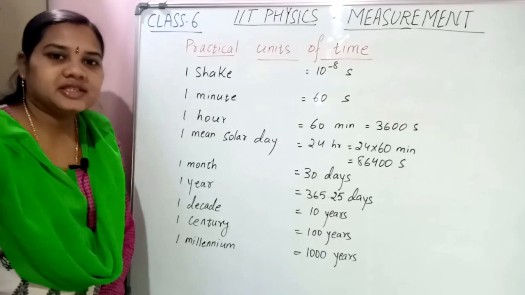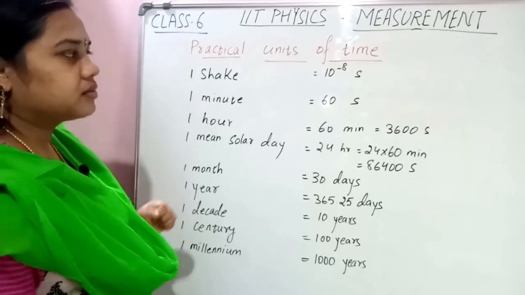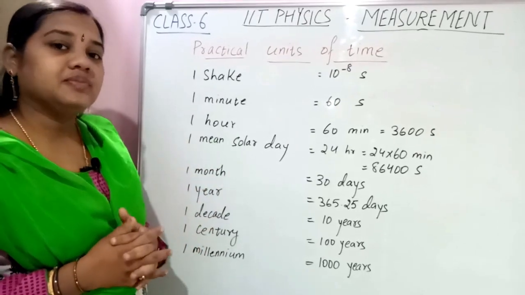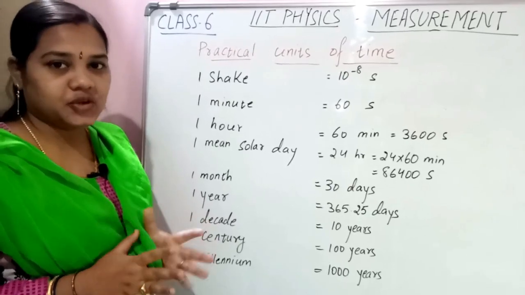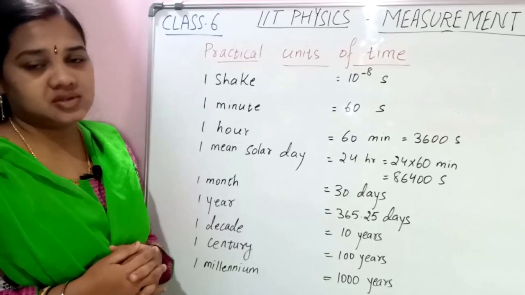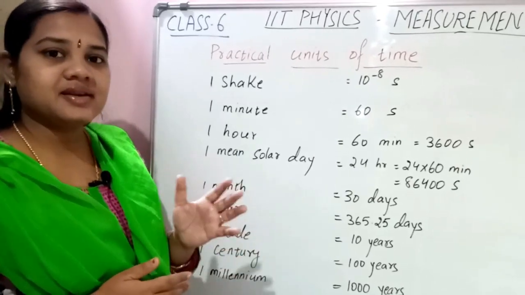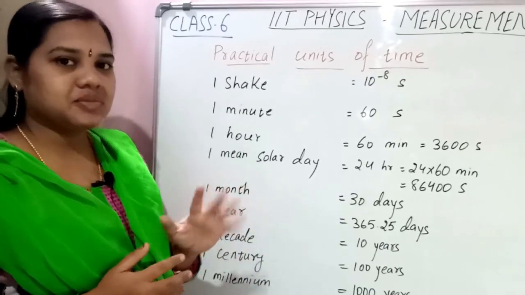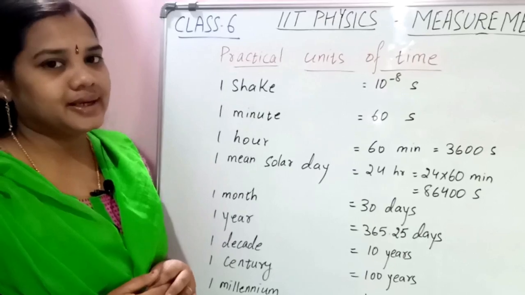Next, children, next is practical units of time. Okay, so what is the SI unit of time? The SI unit of time is second. But the other units we are using in daily life, mostly we are using hours and minutes. Hours and minutes are the other practical units which we are using in daily life.